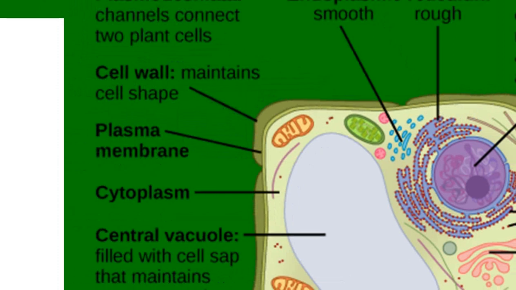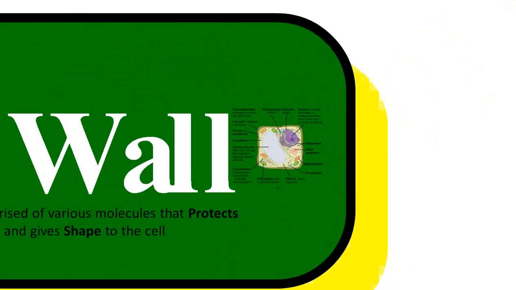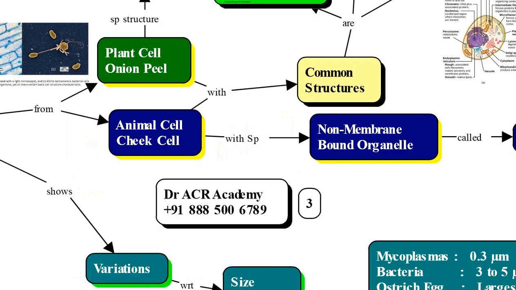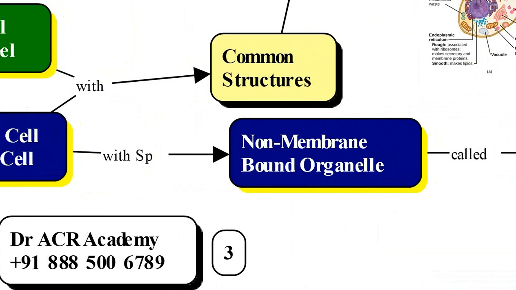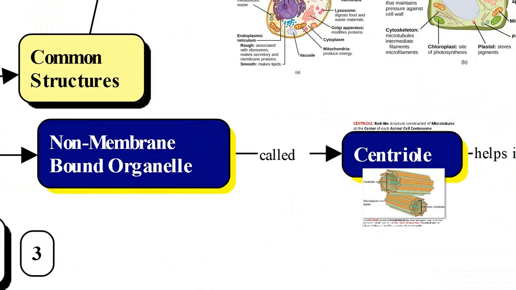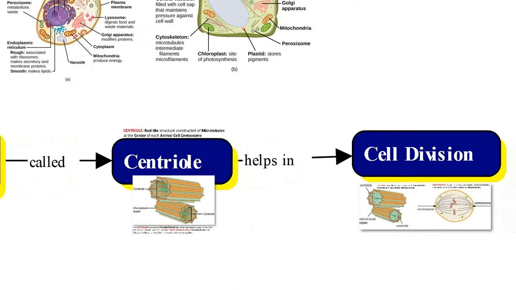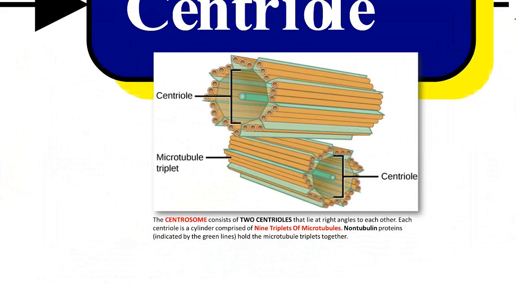Then coming to the unique feature present in the case of animal cells, which is absent in the case of plant cells, let us see that. The unique feature that is present only in animal cells and absent in plant cells is the non-membrane bound organelle called centriole. These centrioles are present only in animal cells and are useful for cell division. Let us see what these centrioles are and how they are present.